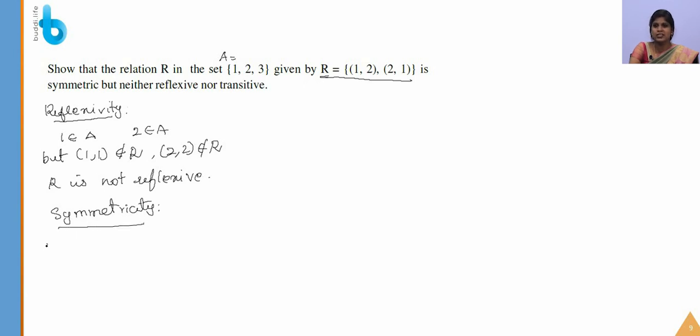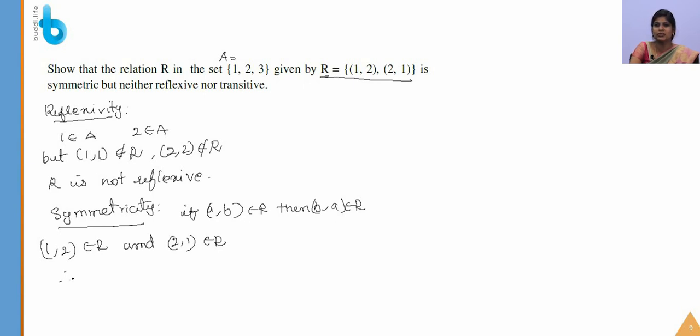See, what is the condition? (1, 2) belongs to R and (2, 1) also belongs to R. The condition is: if (a, b) belongs to R, then (b, a) should also belong to R. Then it is symmetric. This condition is satisfied here. Therefore, R is symmetric. Otherwise, the relation R satisfies the condition for symmetricity.